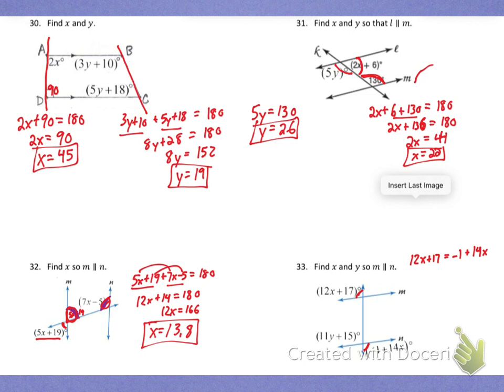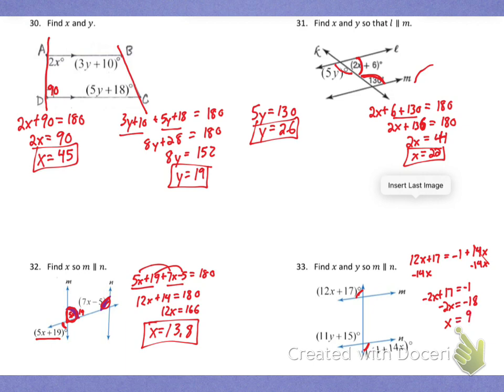So then I'm going to minus 14x on each side. So I'll have a negative 2x plus 17 is equal to negative 1, because that crosses off. Then I'm going to minus 17 from each side. So I'll have a negative 2x is equal to a negative 18. And then when I divide that, x is going to be equal to 9.